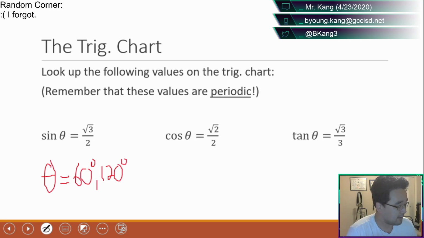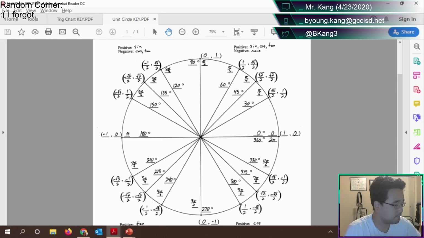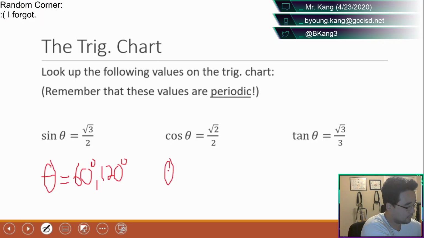All right, where is cosine equal to square root of 2 over 2? Cosine would be the x coordinate. So square root of 2 over 2, there it is. So you have an answer at 45 degrees, or pi over 4 for pre-AP. This one is negative, so we don't want that. And then the other one, as we circle around, is at 315, or 7 pi over 4. So your two answers here in the range 0 to 360 are going to be 45 degrees and 315 degrees.